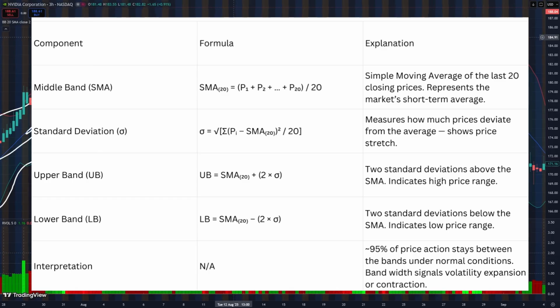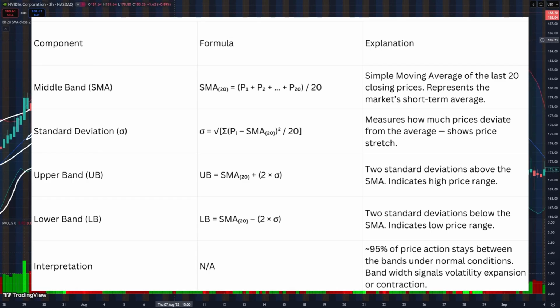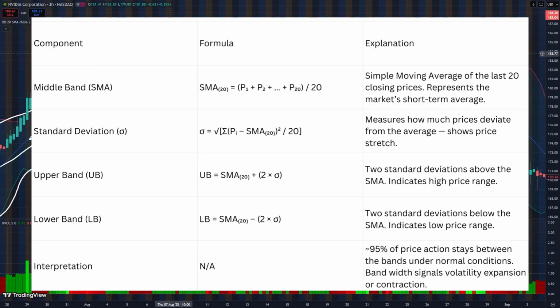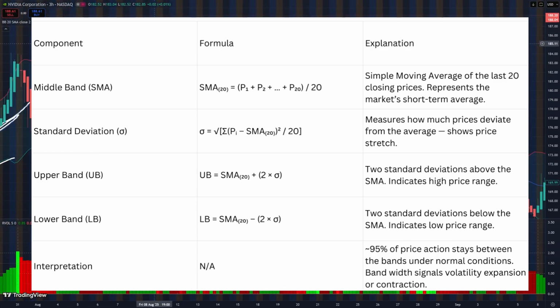Now comes the most important part, standard deviation. Standard deviation measures how far price typically moves away from that average. If price stays close to the average, standard deviation is small. If price starts making bigger swings, standard deviation increases. The upper Bollinger Band is calculated by taking the moving average and adding 2 times the standard deviation. The lower Bollinger Band is calculated by taking the moving average and subtracting 2 times the standard deviation.